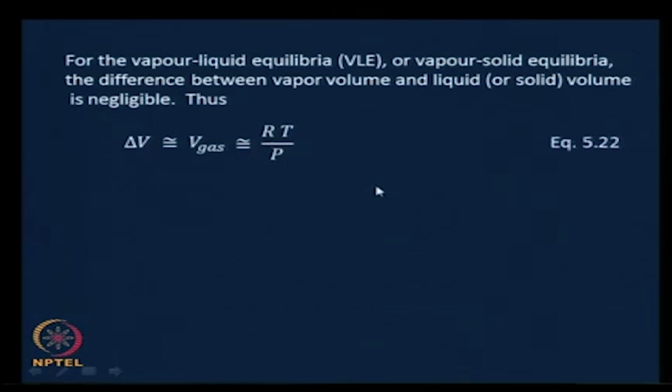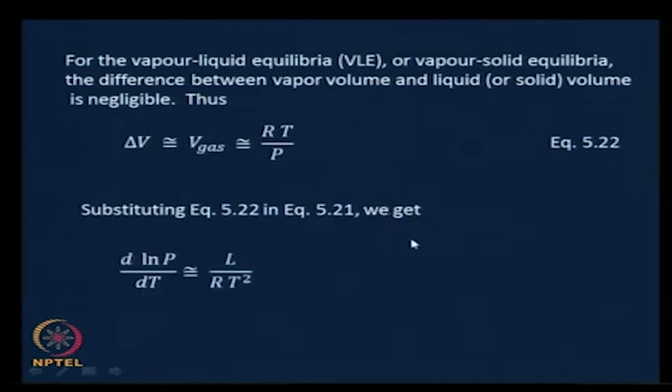We will call this equation 522, and if we substitute this 522 into the Clausius Clapeyron equation 521, we get d ln P by dT approximately equals L by RT squared. Let us call this equation 523. If you are not able to see this, let us just go back a little bit.